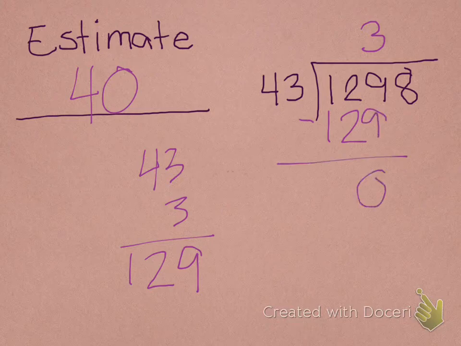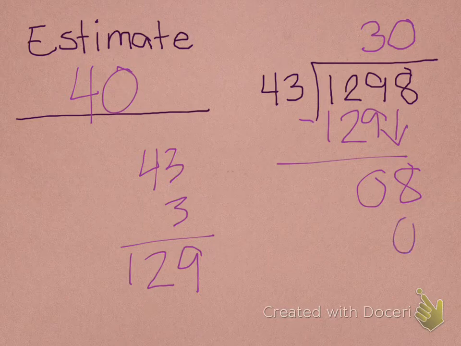Subtract, I get 0. Bring down the 8. 43 goes into 8 0 times, so you have to add the 0. Again, subtract. I have nothing more to bring down, which means this is my remainder. So my answer is 30, remainder 8.